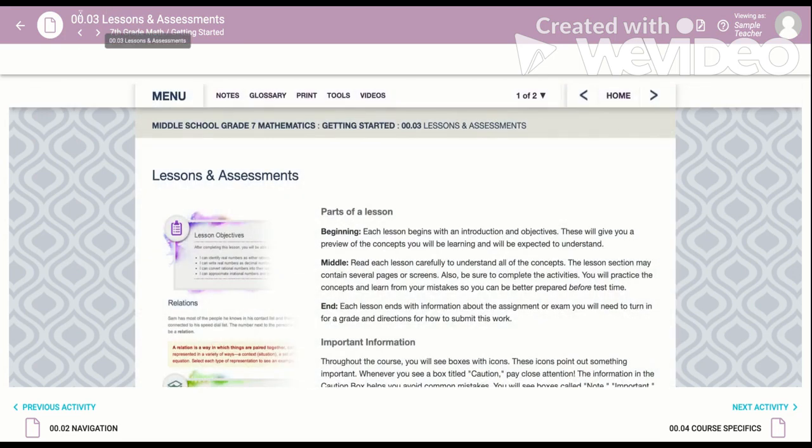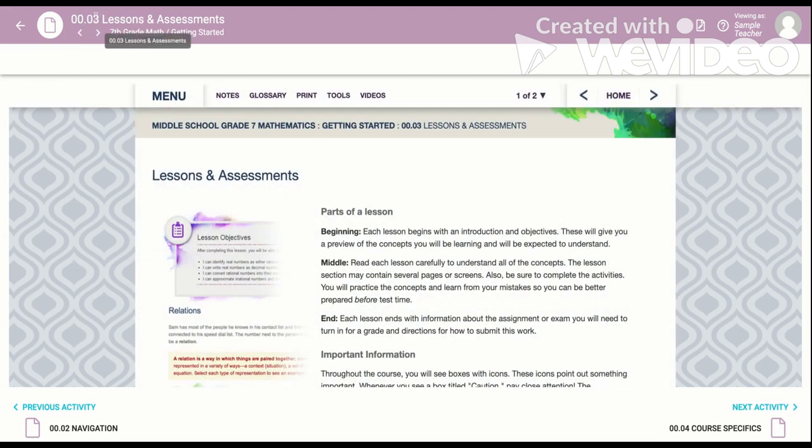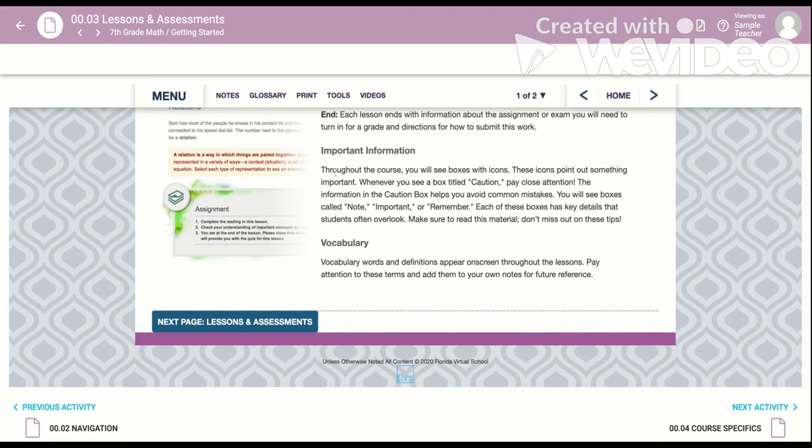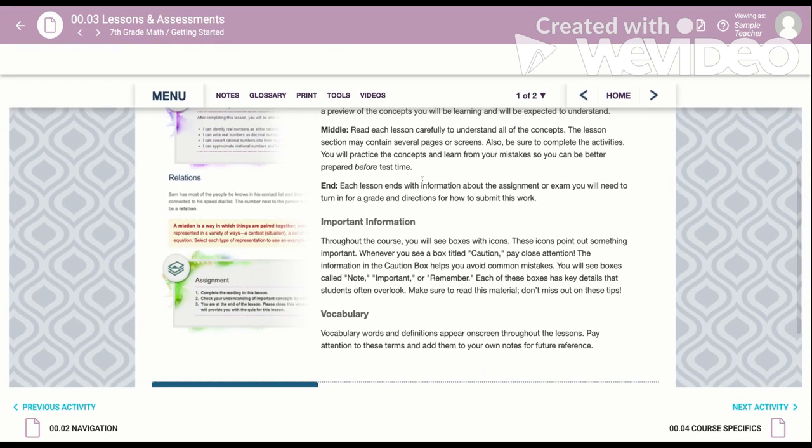Now, as you can see up here, this was one of the last things that we talked about yesterday. So the 0, 0 stands for the fact that this is the 0 module. This is the very starting module. And then 03 is going to mean lesson 3. So lesson 3 was lessons and assessments. So if we scroll down to the bottom, this is what we talked about yesterday. At the end of each lesson, you're going to see an assignment or an exam. And a lot of you did a really good job with that form in answering this question.